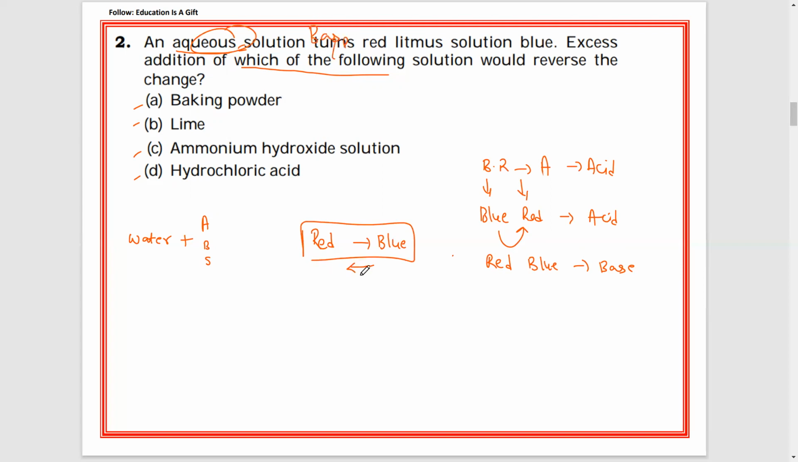Now excess addition of what will change blue to red? Blue to red in the sense acid. Simply to say, we need to make that base solution an acidic solution. So you need to add excess amount of acid. Now try to observe the 4 options: baking powder, lime, ammonium hydroxide, hydrochloric acid. Here baking powder is base, lime is base, ammonium hydroxide, which is ending with OH, that is also base, and we are left with only 1 option, that is acid, hydrochloric acid. So D is the correct option.